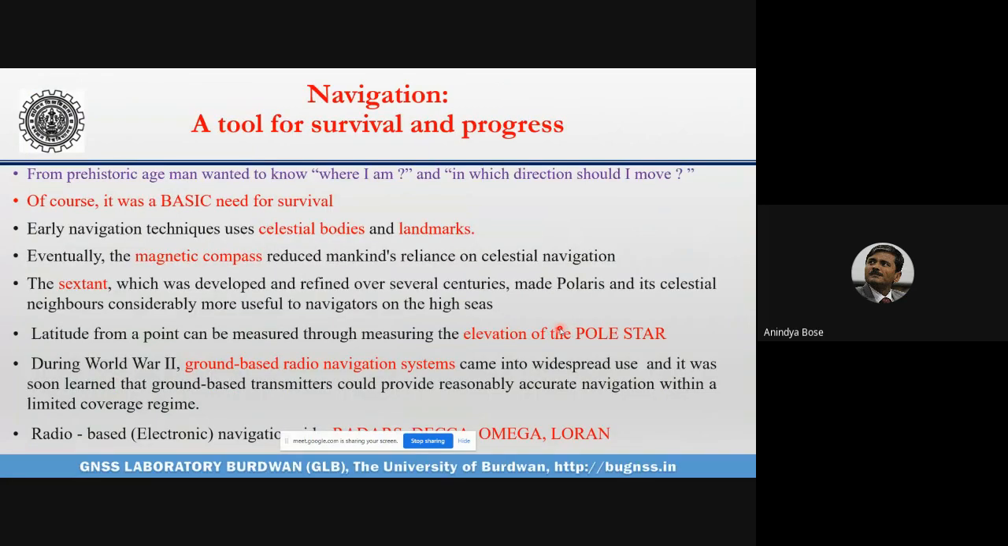Now coming back to this slide once again, early navigation used celestial bodies and landmarks. What do we do today? Going from one place to another, we search for landmarks, a big building, maybe a shopping mall or a sweet shop. We use those landmarks. And in the evening, still now celestial bodies are used. Where is the pole star? That is the north direction. On the basis of that, we can find out east, west, north and south.